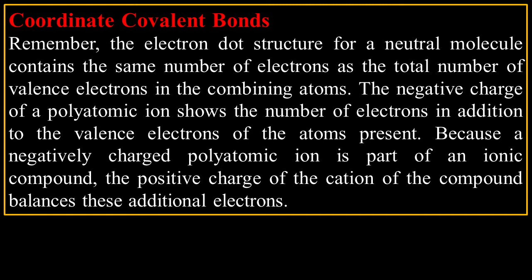Remember, the electron dot structure for a neutral molecule contains the same number of electrons as the total number of valence electrons in the combining atoms. The negative charge of a polyatomic ion shows the number of electrons in addition to the valence electrons of the atoms present. Because a negatively charged polyatomic ion is part of an ionic compound, the positive charge of the cation of the compound balances these additional electrons.